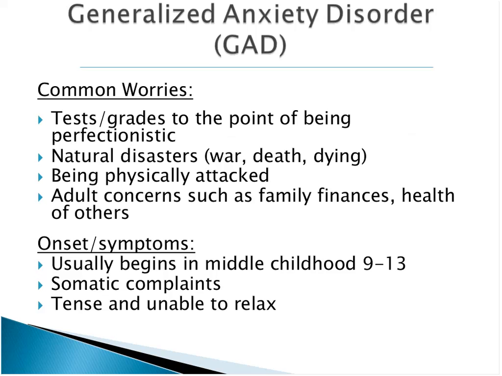Some common worries include tests, grades to the point of being perfectionistic, natural disasters, being physically attacked, and adult concerns that the child or adolescent really doesn't have any control over, such as family finances, health of others, and being very concerned about the physical health of the mother or father, regardless of whether there is a true diagnosed health concern of the parent. Onset and symptoms usually begin in middle childhood, 9 to 13, with a lot of somatic complaints, headaches, stomach aches, a lot of tension and inability to relax.